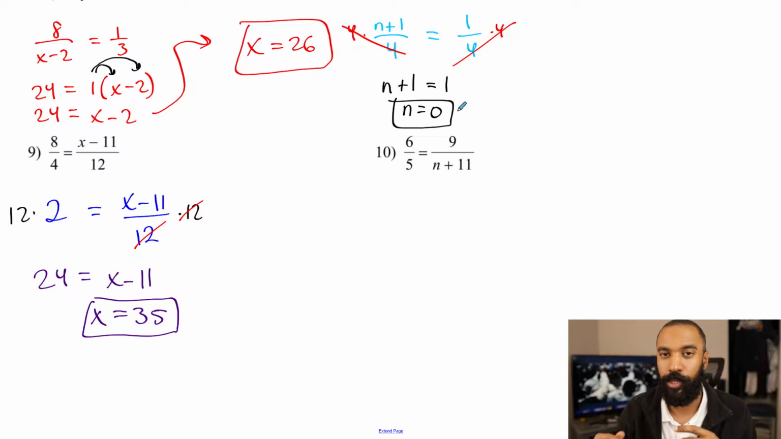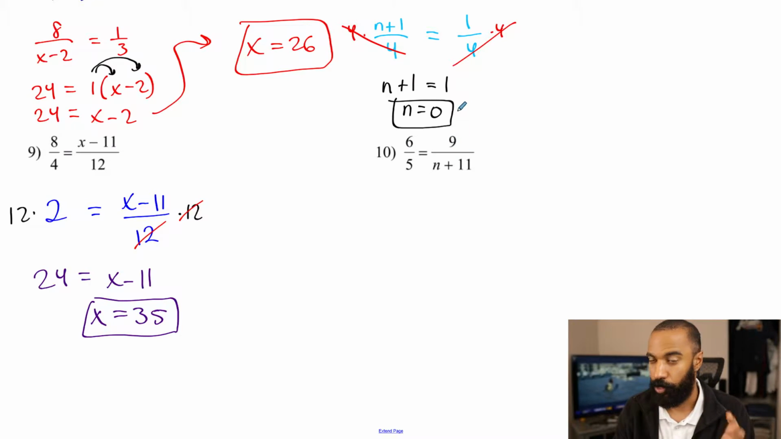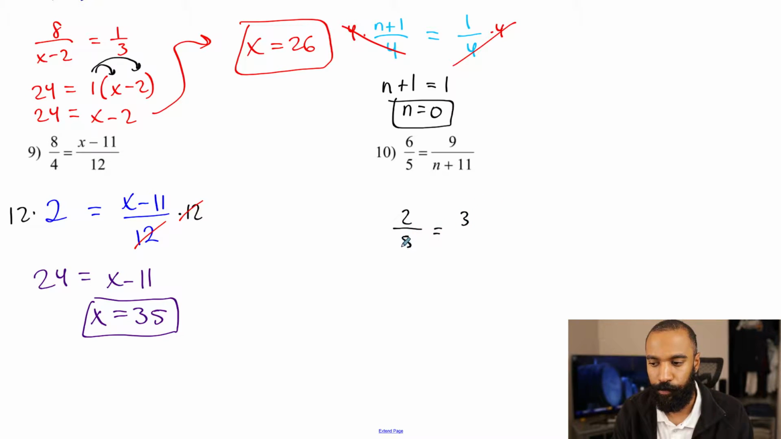I can divide both of those by 3. Literally, I'm dividing both sides of the equation by 3. I can divide both of those by 3, and 6 turns into 2, and 9 turns into 3. This becomes 2/5 and 3 over n plus 11.